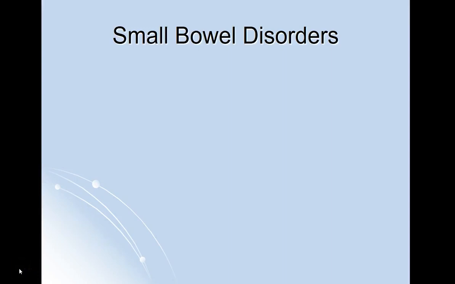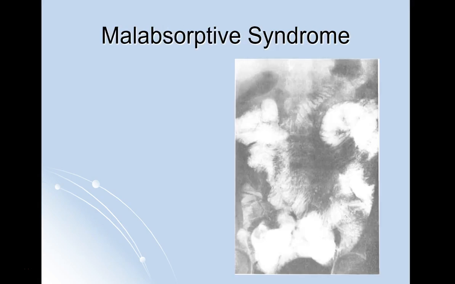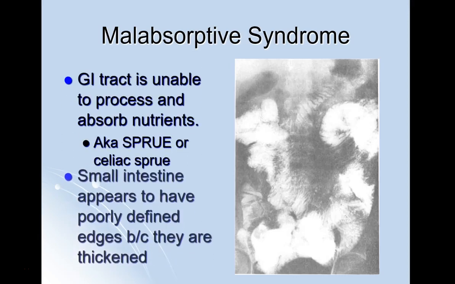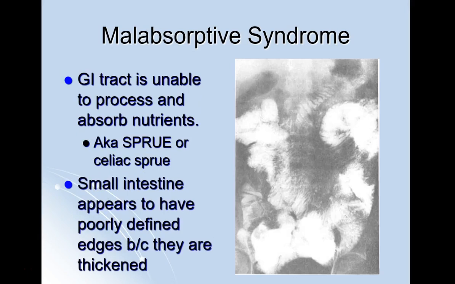Okay, welcome to Pathology of the Lower Gastrointestinal System. We're going to start this presentation on slide 5 with small bowel disorders. The first disorder we're going to discuss is called malabsorptive syndrome. Another word for this is celiac disease or celiac sprue. And this disease is characterized by the GI tract being unable to process and absorb nutrients, hence the name malabsorptive.